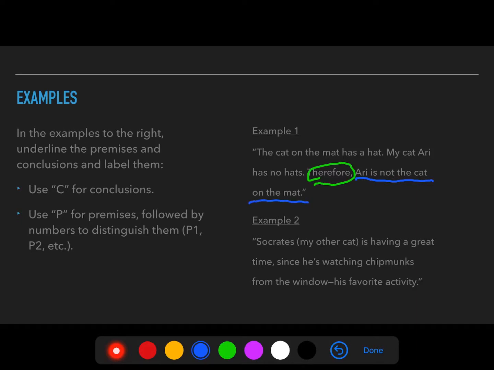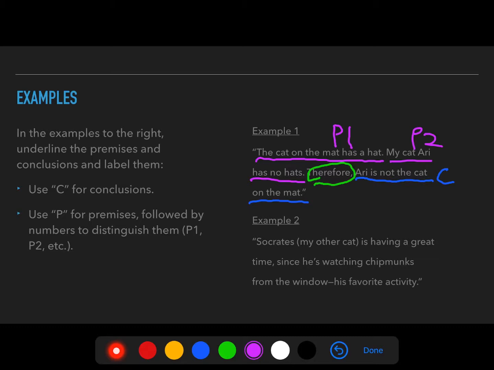So I'll label that C for conclusion. The premises are just what's left. So the cat on the mat has a hat is the first reason I'm giving for that conclusion, premise 1. And my cat, Ari, has no hats, that's premise 2. Okay? So I have a 2-premise argument.